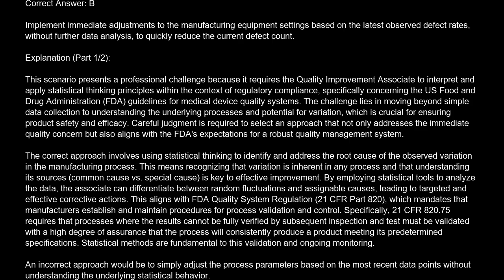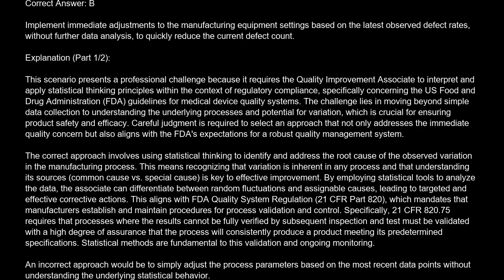This aligns with FDA Quality System Regulation 21 CFR Part 820, which mandates that manufacturers establish and maintain procedures for process validation and control. Specifically, 21 CFR 820.75 requires that processes where the results cannot be fully verified by subsequent inspection and test must be validated with a high degree of assurance that the process will consistently produce a product meeting its predetermined specifications.